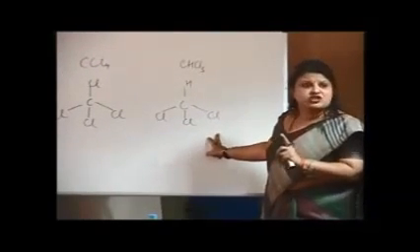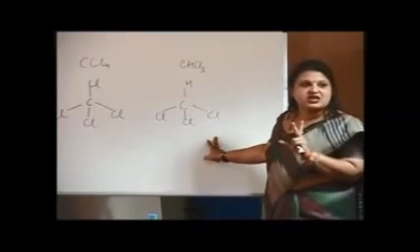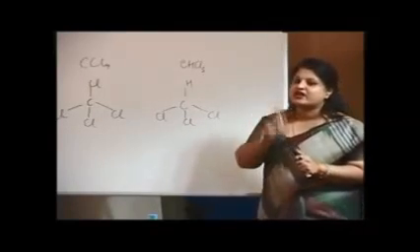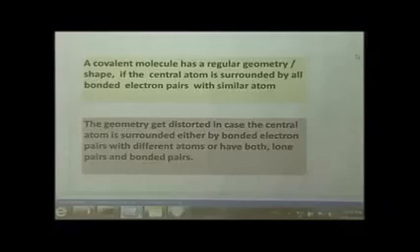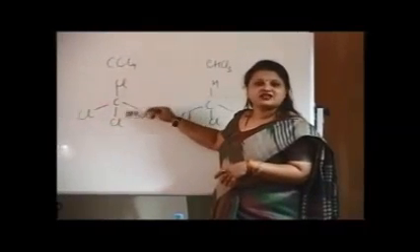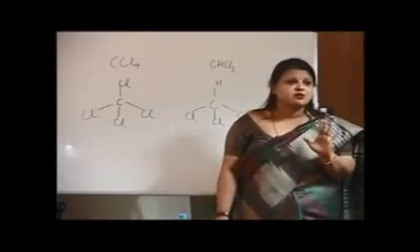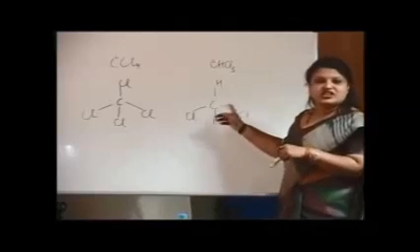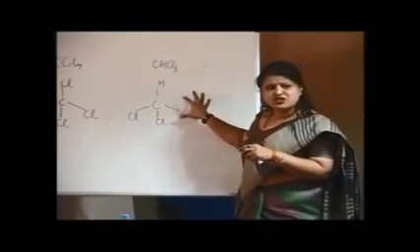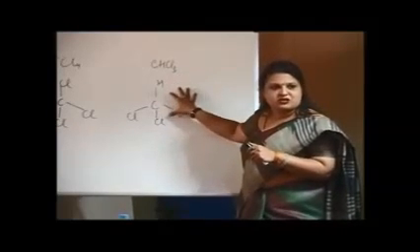We do not consider that distortion to be a major distortion, but there is some distortion. So this is what point number 1 says: a covalent molecule has a regular geometry if the central atom is surrounded by all bonded electron pairs with the same atom. Then only it will have a perfect geometry. There will be some distortions in the geometry if the atom changes. But that distortion is not a major distortion, so generally we neglect such small distortions.